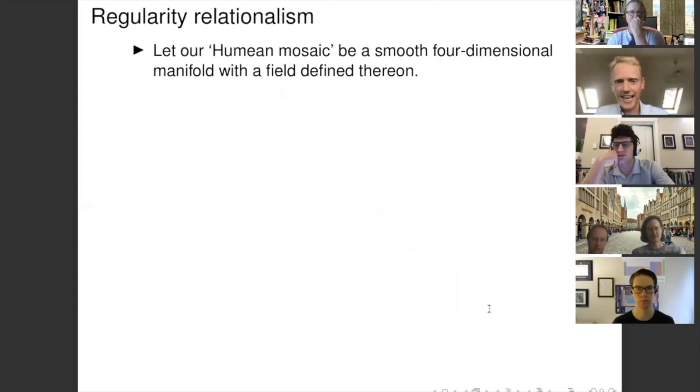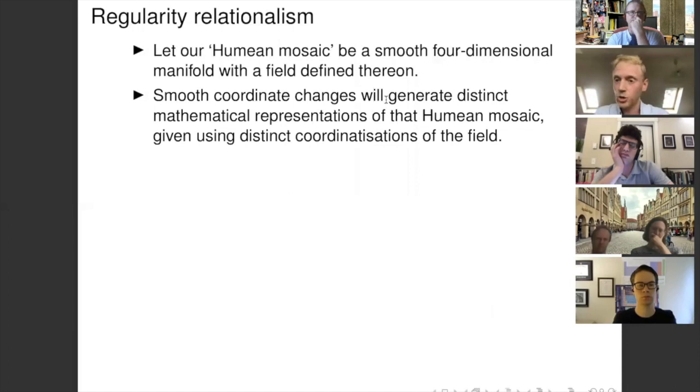So how does regularity relationalism work? It's actually kind of simple. So let your Humean mosaic be a smooth four-dimensional manifold with some fields on there. We'll take that to be the physics, which we're gonna try and extract geometry from. You follow the Mill-Ramsey-Lewis best systems account and you try and construct the simplest and strongest codification of that Humean mosaic. And you describe that in a coordinate system. So you get some simplest and strongest codification of the Humean mosaic in a particular coordinate system.